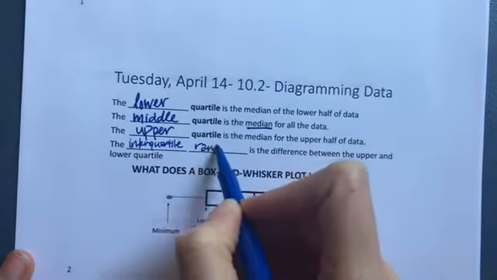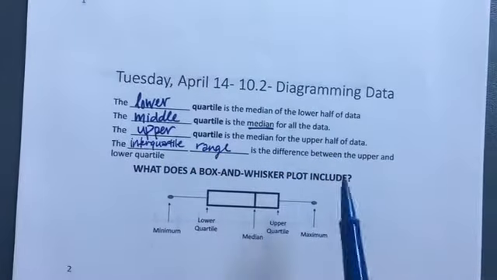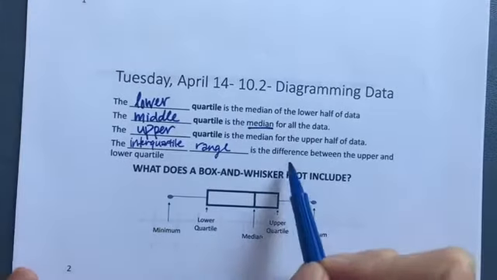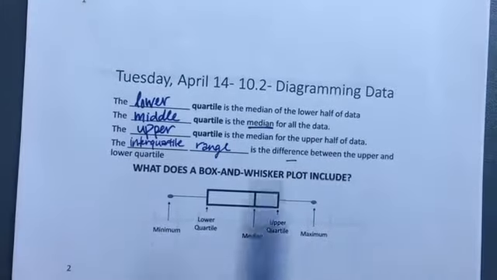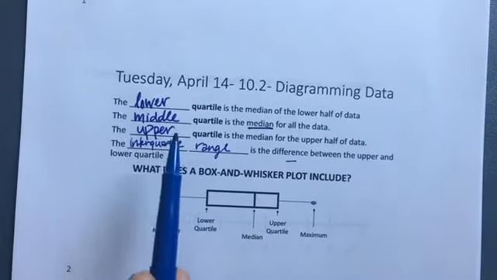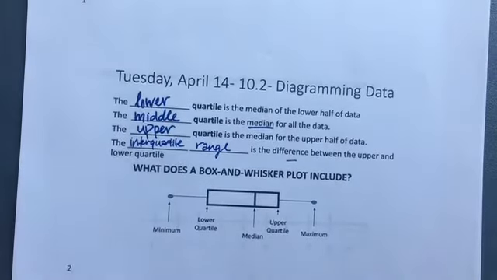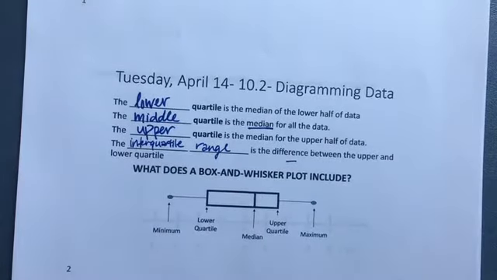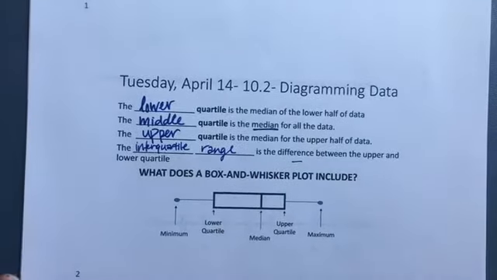The interquartile range is the difference. We know difference means subtraction between the upper and lower quartile. So the upper quartile, whatever number that is, we subtract the lower quartile, and that is the interquartile range. Okay? Now, we use this information to build a diagram.